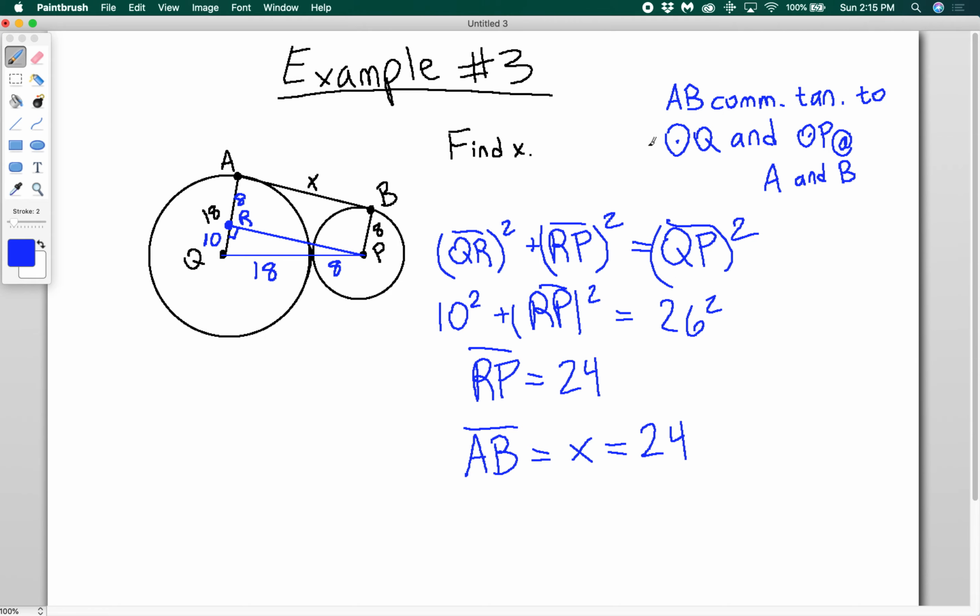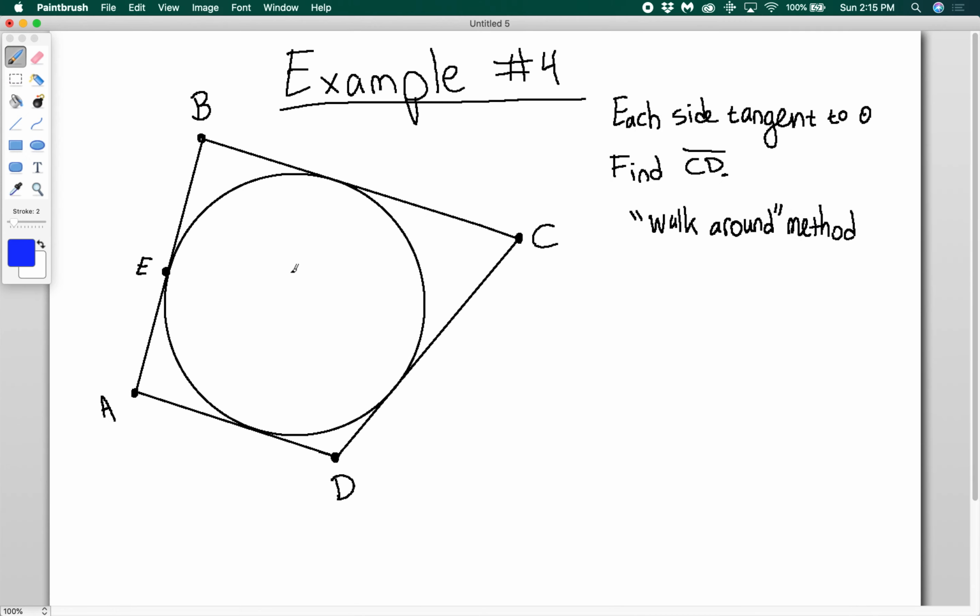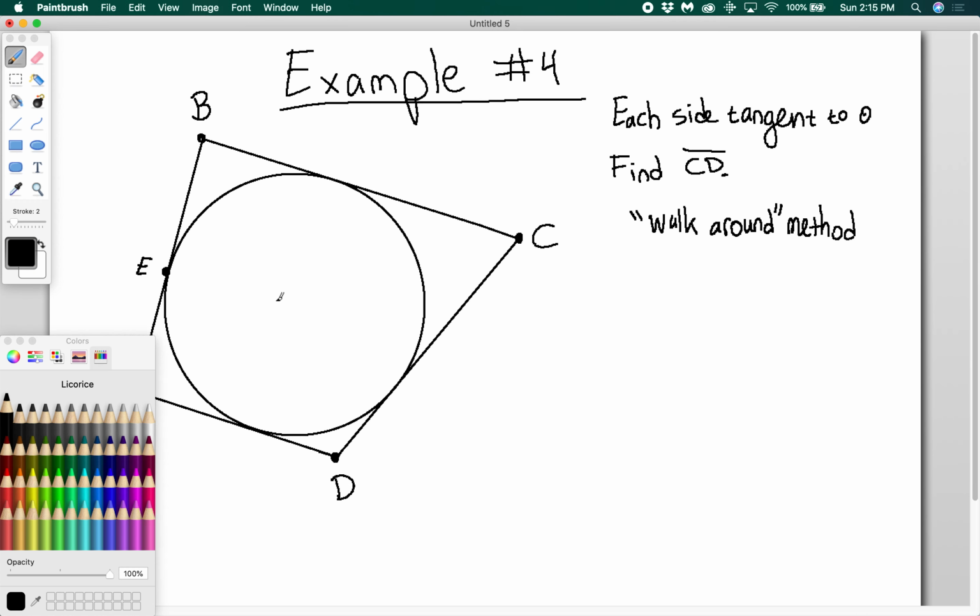Okay. So one other special case where you have to do something a little weird to solve it is where we're using something called the walkaround method. So I have a circle. It has 4 tangent segments. Each side of this quadrilateral is tangent to the circle. And I want to find the length of side CD. I have to give you a little bit more information to do that. So let me fill in some info here.